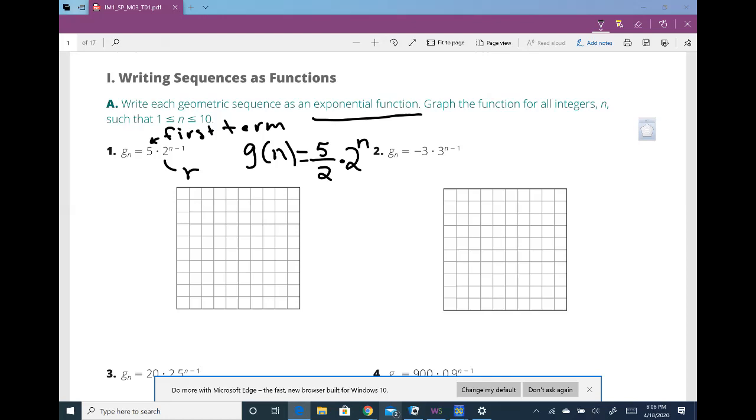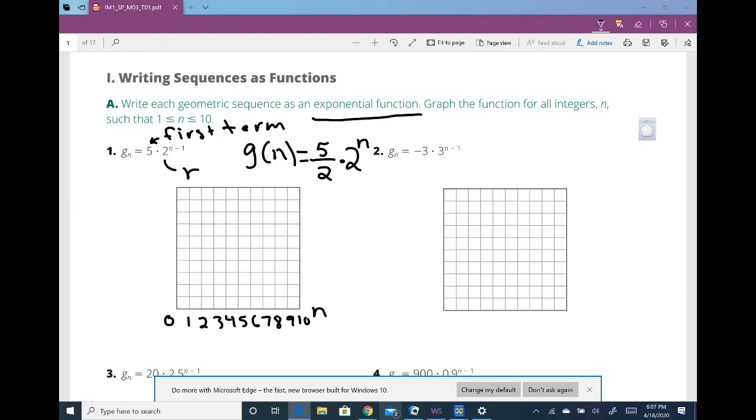Okay, that was the first thing. Now what we're going to do is graph them. So let's go ahead and graph them. Our n is going to be our x-axis. It says to go from 1 to 10. So let's start at 0 here, and then we go 1, 2, 3, 4, 5, 6, 7, 8, 9, and 10. So we're going from 0 to 10.